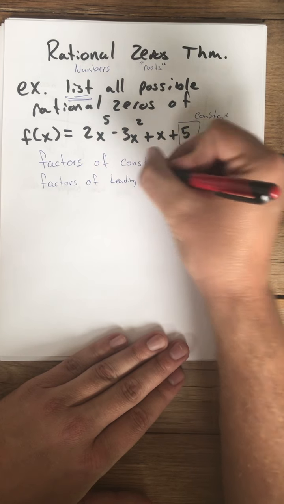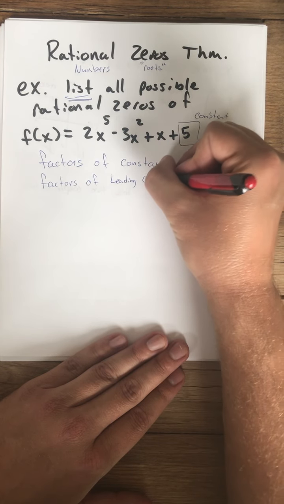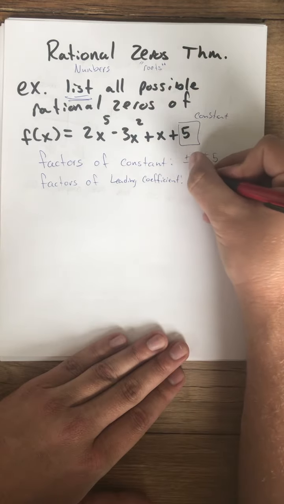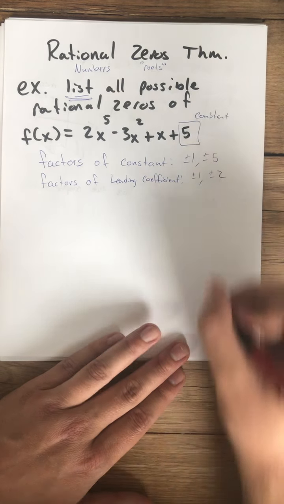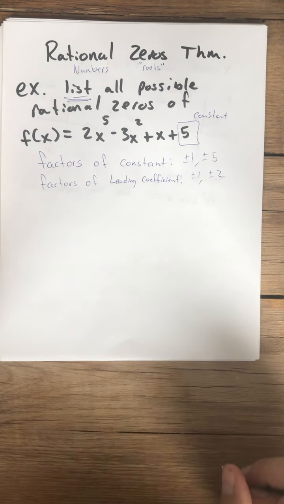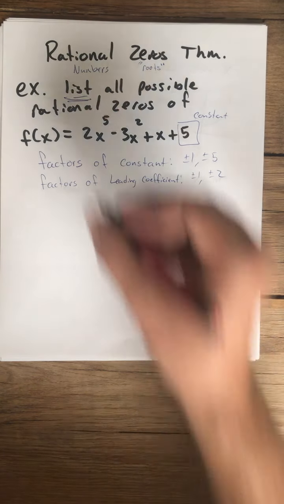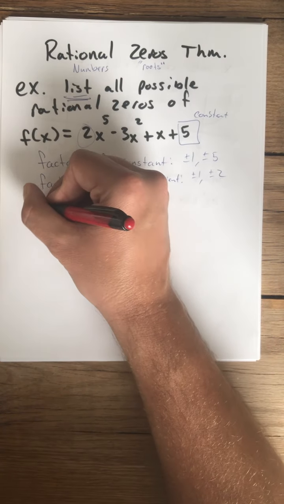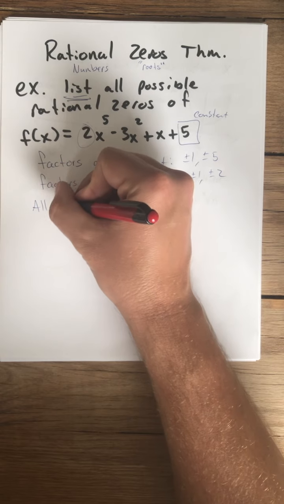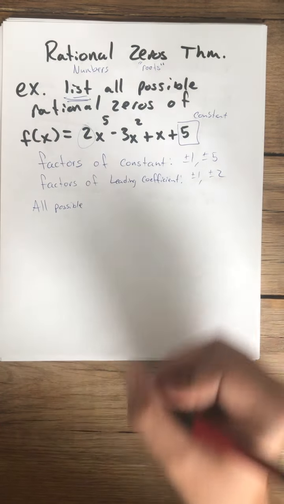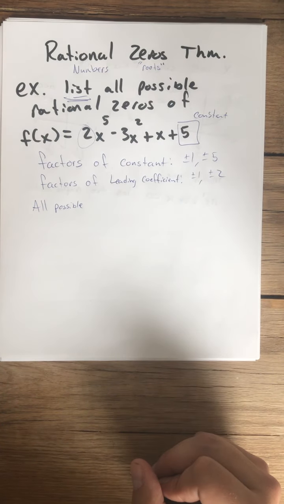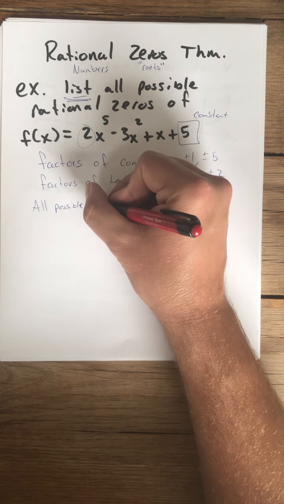And 2, my least favorite number, as you guys know, because it is the only even prime number. We take the factors of the leading coefficient, and we do the same thing. So plus or minus 1, plus or minus 2 are the factors of the leading coefficient. Then all possible rational zeros are a combination of the factors of the constant divided by the factors of the leading coefficient. So let me write that out.